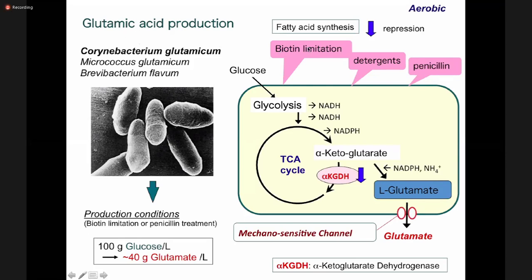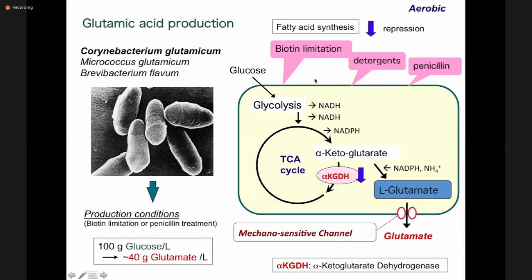If you limit biotin, it's a kind of vitamin for this microorganism. They need biotin because Corynebacterium cannot produce biotin itself, so you need to put biotin into the growth media. But if you put biotin in a very low amount, in that case this microorganism produces much glutamic acid. Yeah, that's the story.